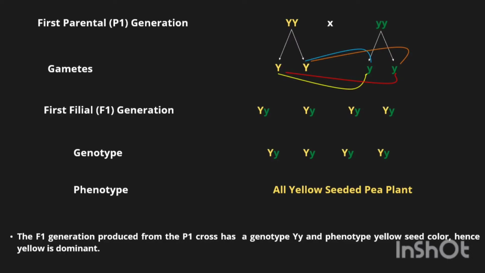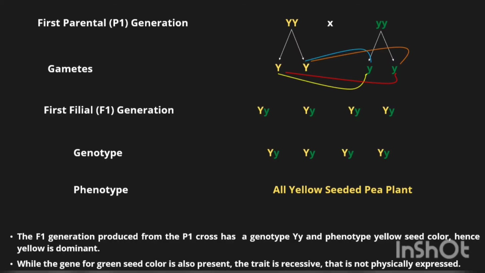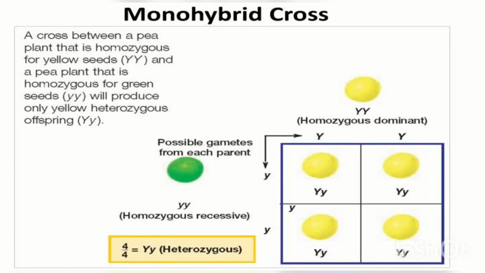The F1 generation produced from the P1 cross has a genotype of capital Y and small y, and the phenotype yellow seed color, hence yellow is dominant. While the gene for green seed color is also present, the trait is recessive, that is, not physically expressed. We call this a monohybrid cross, a cross between a pea plant that is homozygous for yellow seeds and a pea plant that is homozygous for green seeds, which will produce only yellow heterozygous offspring.